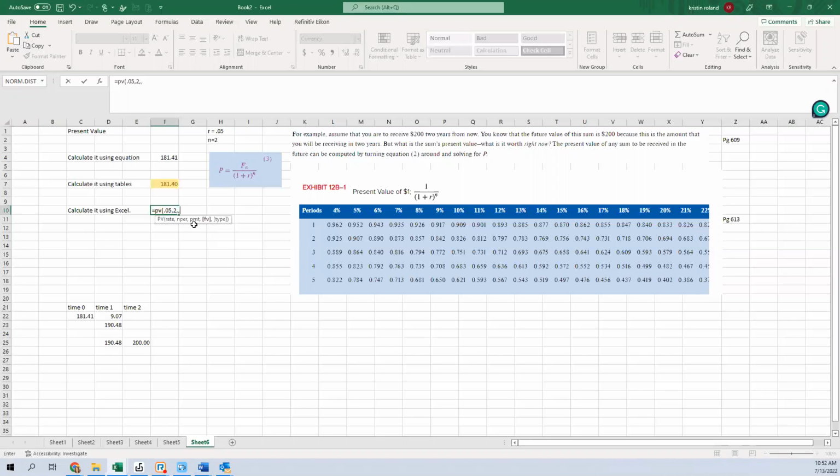I hit another comma, and that moves me to FV, the future value, which we know is 200. Type I would use if I was talking about annuities, but I'm not. So you end the parenthesis, and it gives you 181.41. Okay. If you have any questions about this or the concept, let me know.